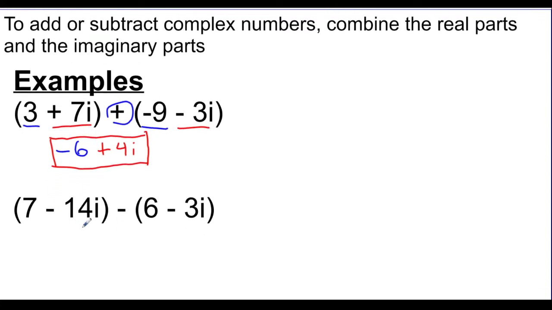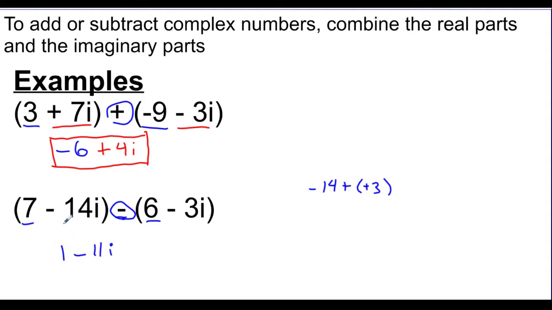You have to be a little bit more careful when you subtract. 7 minus 6, right? So again, real number minus real number. 7 minus 6 would be 1. Then negative 14i, so don't forget that there's a minus sign here, minus negative 3i. So let me just come off to the side real quick. This says negative 14 minus negative 3. Well, that's like a plus plus. So this is really negative 14 plus 3, and that's negative 11. So I'm going to say minus 11i.